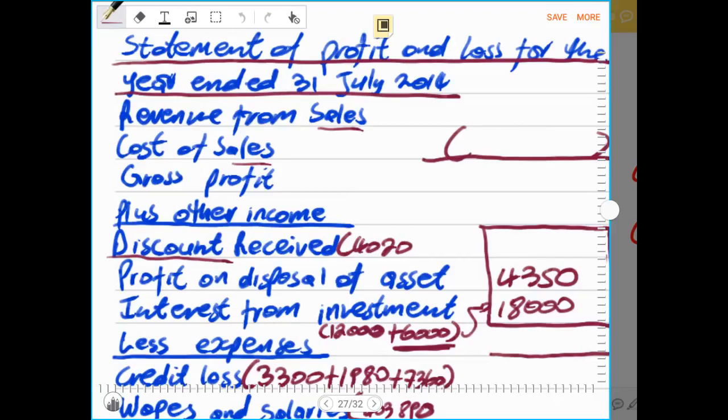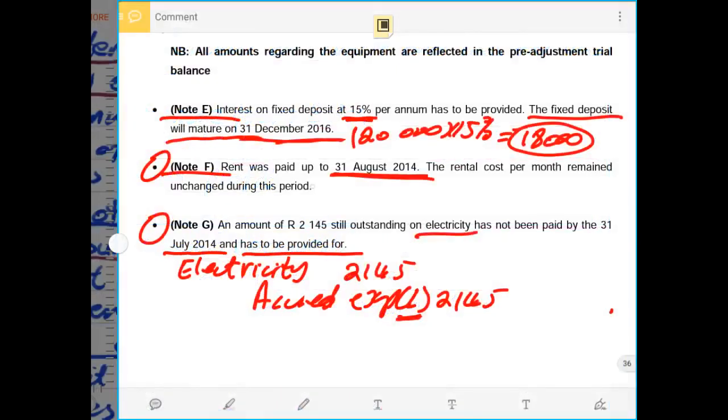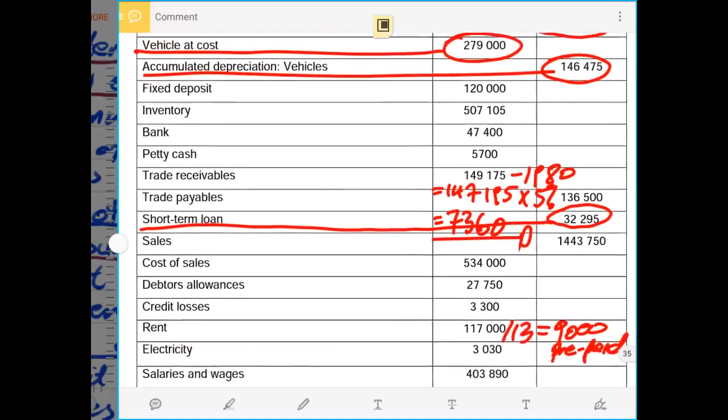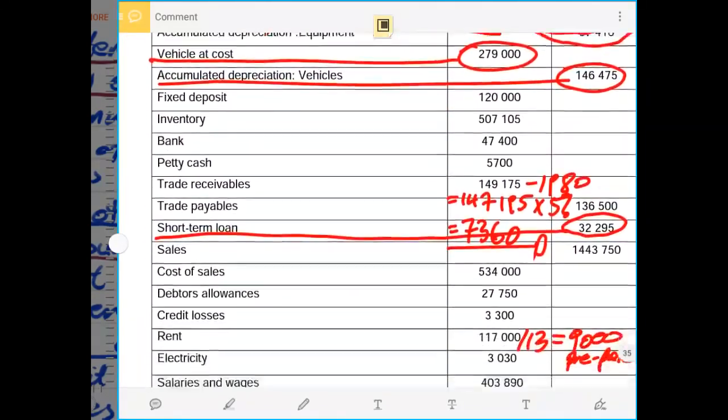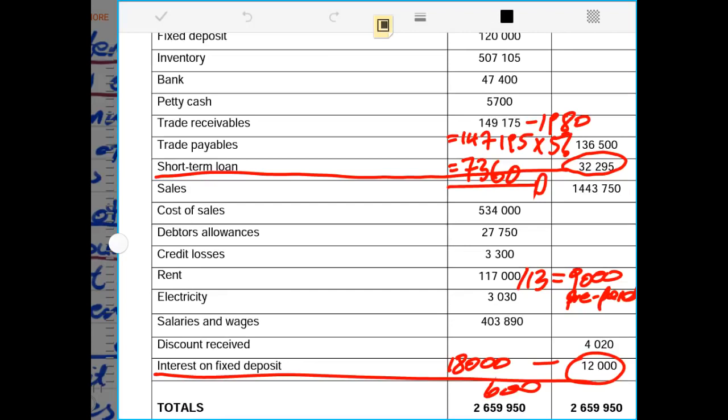So now we start in the income statement, and in the income statement we have acknowledged that there was a debtors allowance that was supposed to reduce our sales. We had an amount of sales which was given to be 1,443,750, and there was an amount of debtors allowance which was returned by debtors, which we said must reduce our sales, because when the debtor returns something, it has to reduce the debtors or the sales.